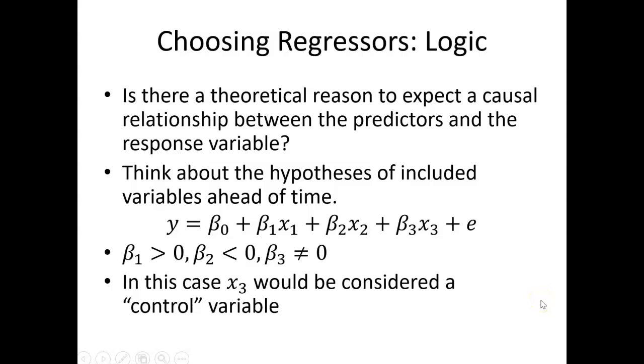So first, logic. The question is, is there a theoretical reason to expect a causal relationship between the predictors and the response variable? A causal relationship means whether the variables on the right-hand side of the model, meaning to the right of the equal sign, can be used to predict y.